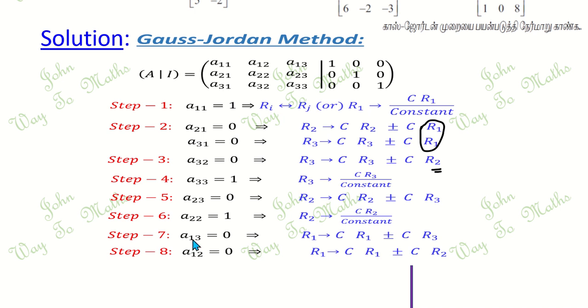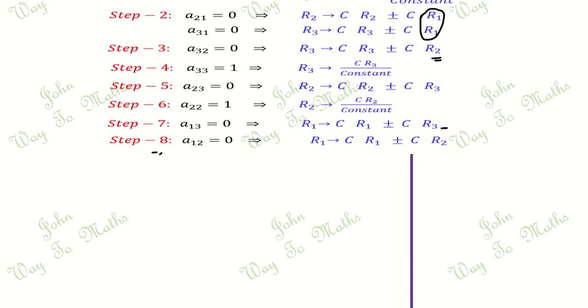Step 7: a13, the first row third element, must be 0, so we compare r1 and r3, adding or subtracting to get the result. Then step 8: a12, the first row second element, must be 0, using the property r1 plus or minus r2 with some constant. Now I'm going to give the third subdivision.